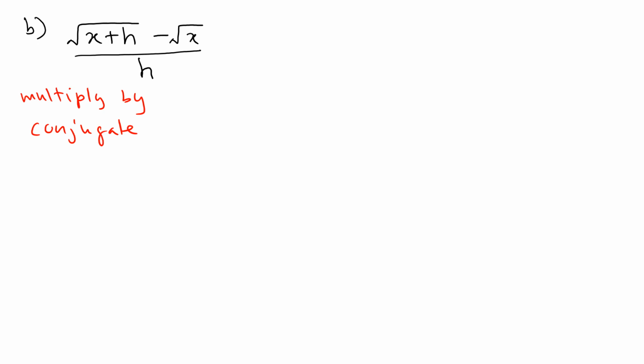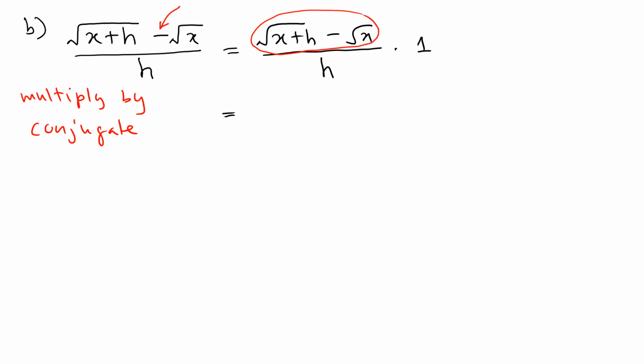So what the conjugate is, we get a term with the opposite sign. You see that there's a minus sign, so that means we're going to get a term with a plus sign here. That's what we call the conjugate, the opposite sign. So we're going to multiply the top and bottom by that. We rewrite this as square root of x plus h minus square root x divided by h. We're going to multiply this by a special 1, which is the conjugate of that term.